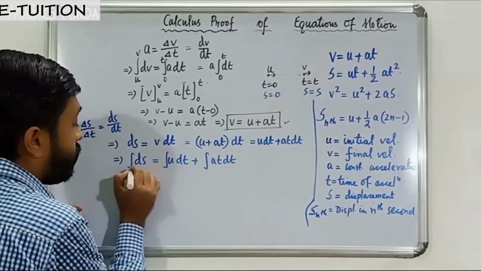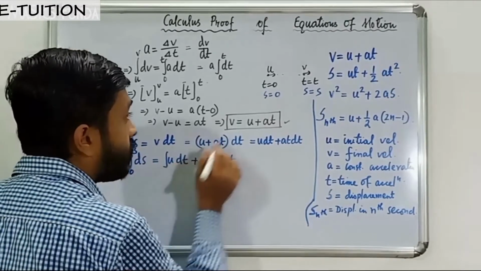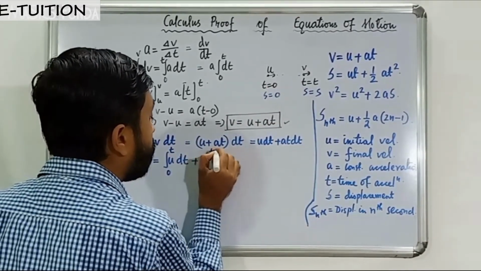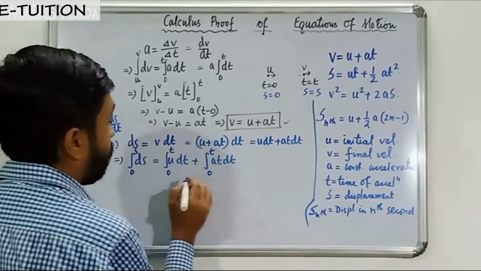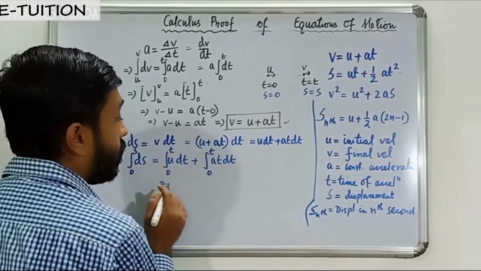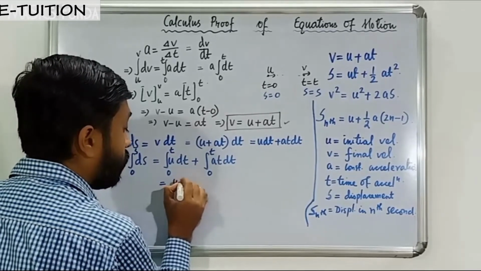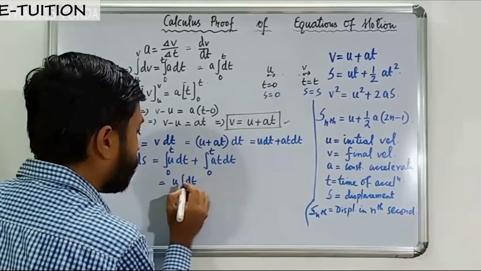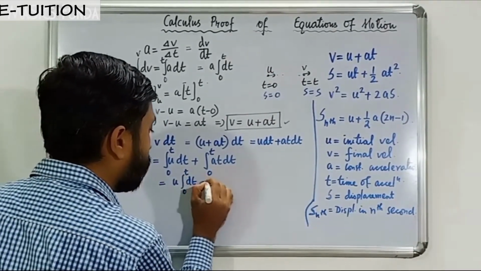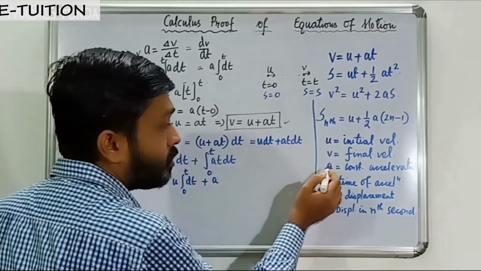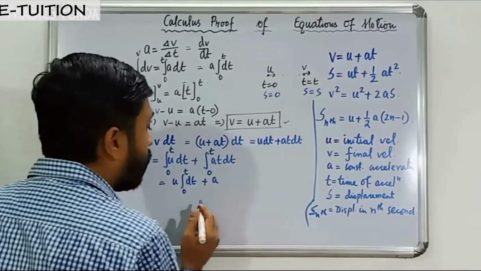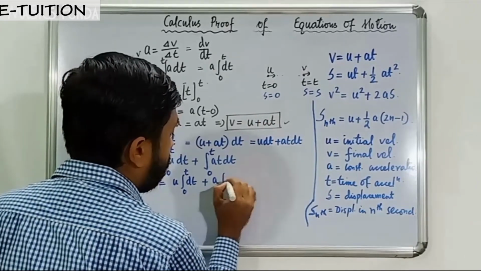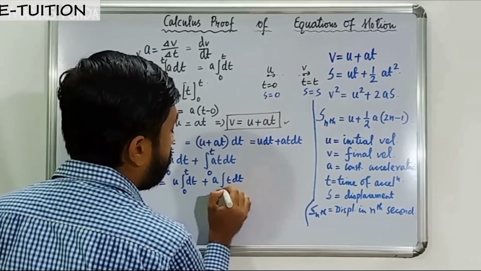So lower limit is 0, upper limit is s. For time, the same limit 0 to t. Right? Now put the constants out of the integration. Initial velocity u is definitely constant, so that is supposed to come out of the integration, u times integral of dt. Plus a, acceleration is constant acceleration, I told you already earlier, for which all these equations are valid, times integral of t dt, 0 to t, right?